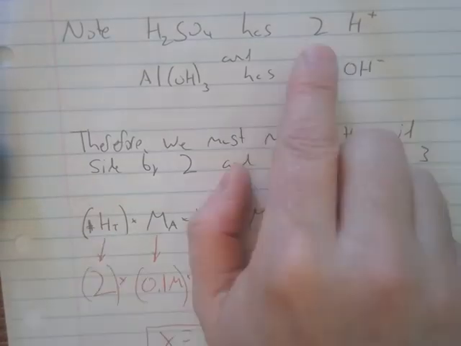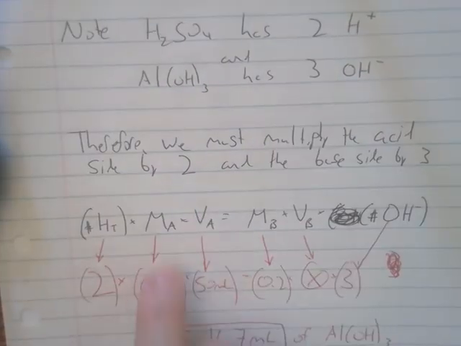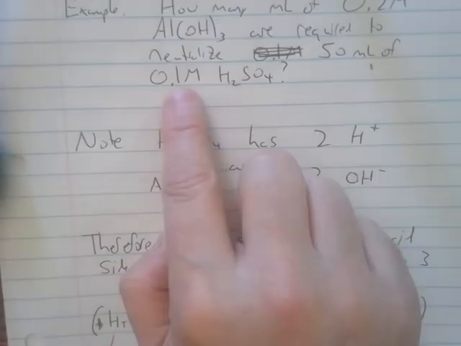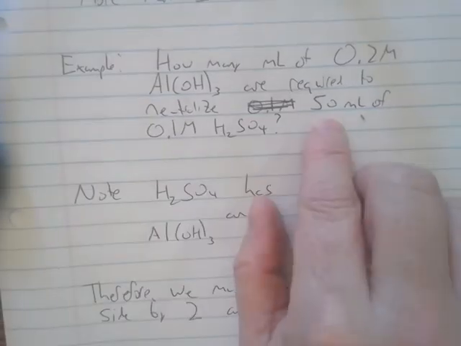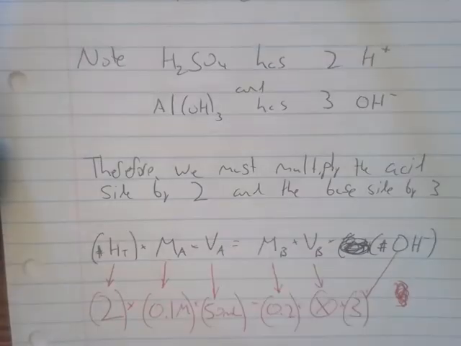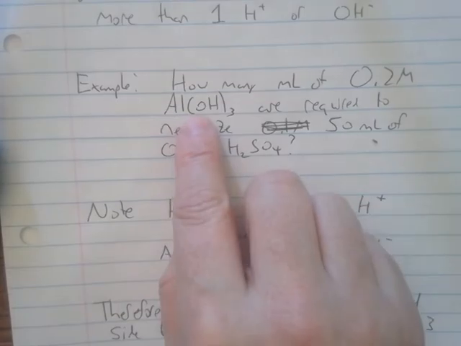The Ma is still 0.1. That hasn't changed. We had that before. I'm going to show you. 0.1 molar H2SO4. The volume of that acid was 50. Again, I'm going to go back and show you. The volume was 50. See, 50 milliliters of 0.1 molar H2SO4. The molarity of base, Mb, is 0.2. Again, right there, 0.2 molar AlOH3. The volume, X. We don't know.